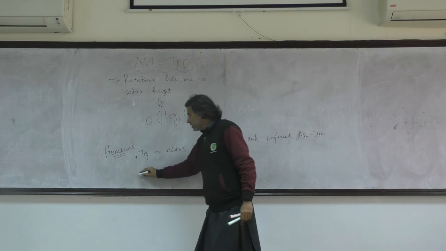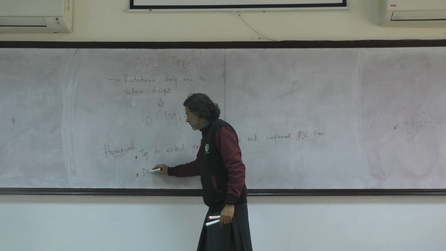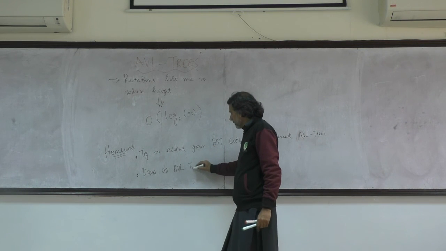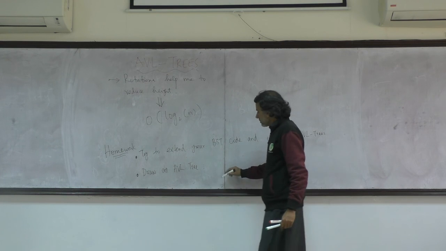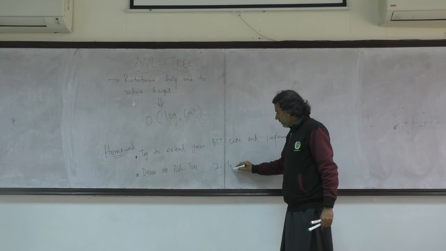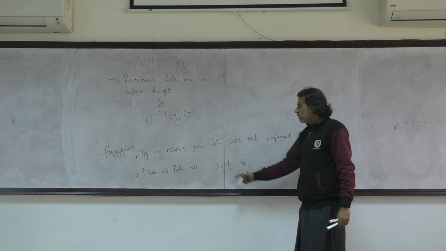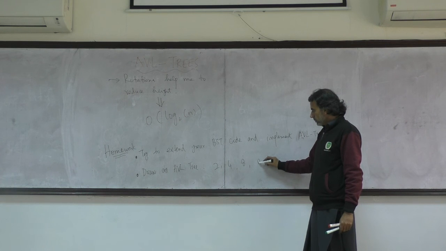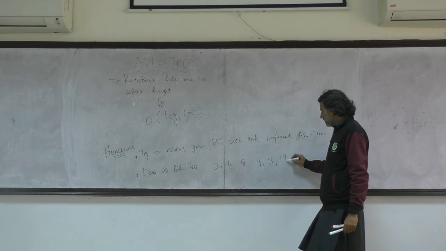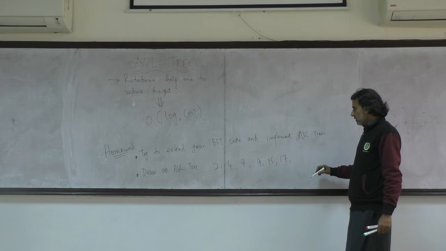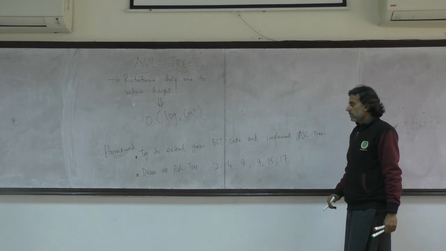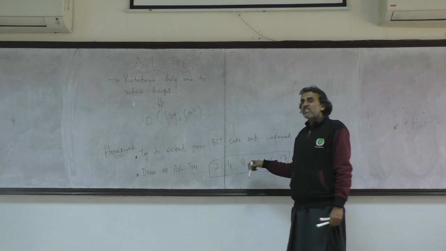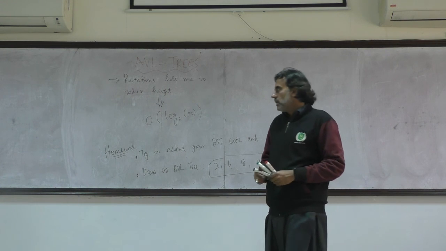The second thing is to draw an AVL tree from the sequence 2, 4, 8, 9, 15, 17. As a violation arises, you need to repair it. And that's it. Try to draw it and see whether you succeed, and whether your rotations help you maintain the height of log n or not.